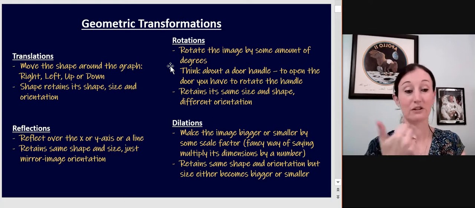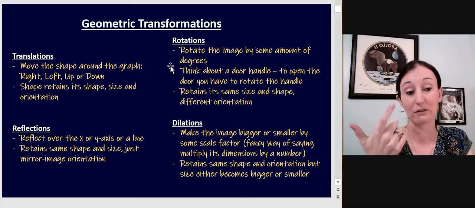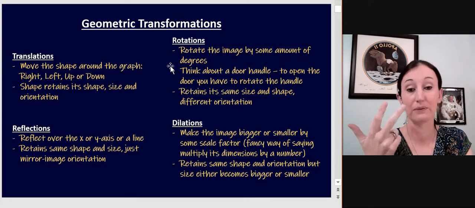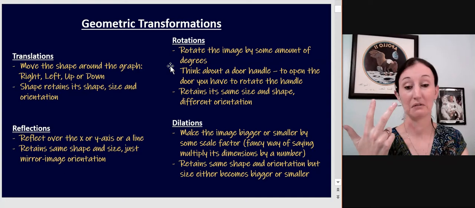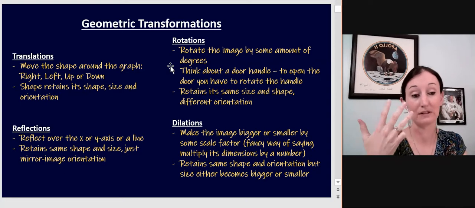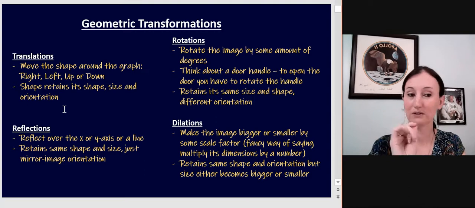All right, so those are our 4 geometric transformations. We have translation, move left, right, up, or down. Reflection, mirror images. Rotation, rotating around. Or dilations, making them bigger or smaller. So let's go see what those look like with some general shapes.